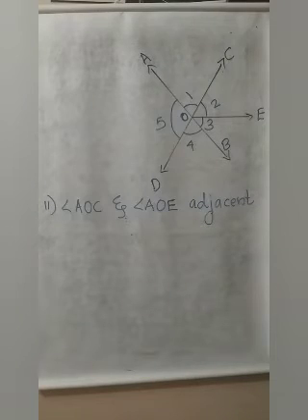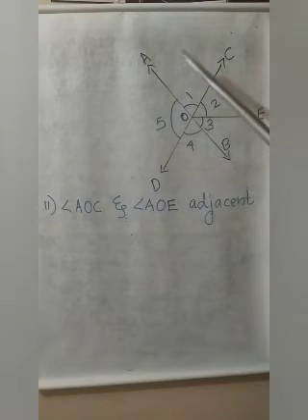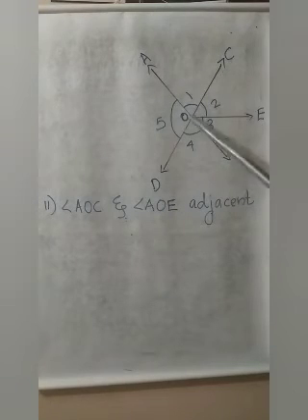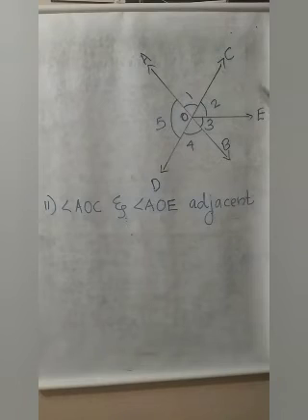Now the third condition, the non-common arms. Which are the non-common arms? OC and OE. Are they coming on either side of the common arm? The common arm is OA. But here both the non-common arms are coming on the same side, isn't it? This side. So we can say angle AOC and AOE are not adjacent.